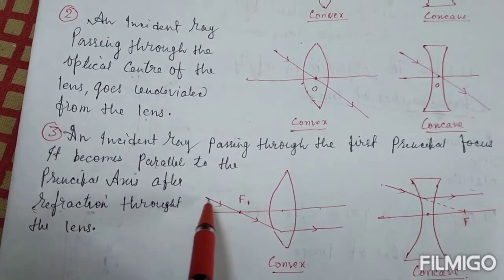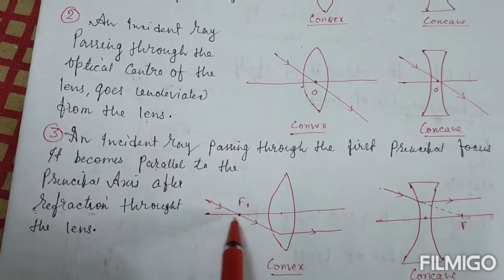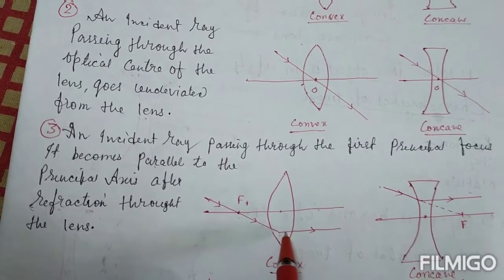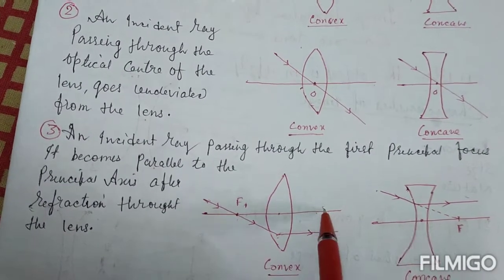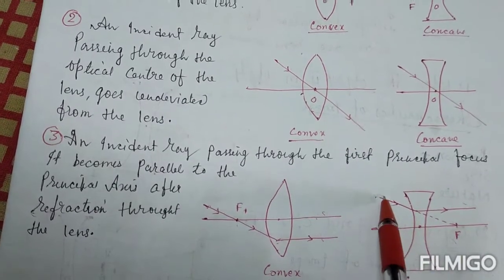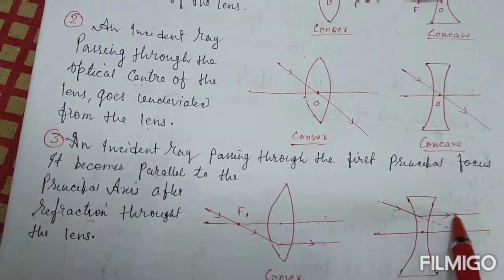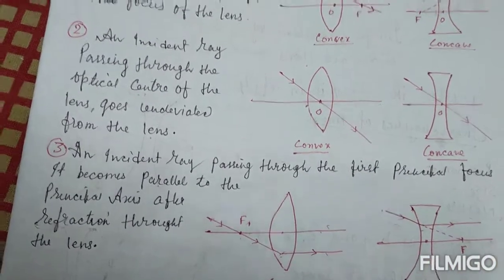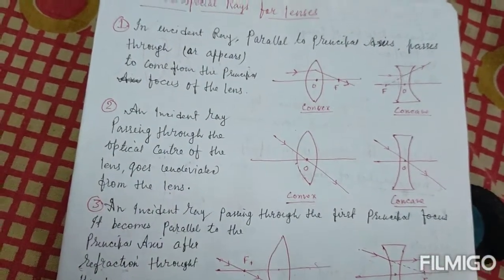This is a ray which is coming from the focus and falls on the lens, and after refraction it becomes parallel to the principal axis. As you are seeing, the ray is coming, it falls on the lens, and after refraction it becomes parallel to the principal axis. So these are the three special rays which we will use to form ray diagrams.